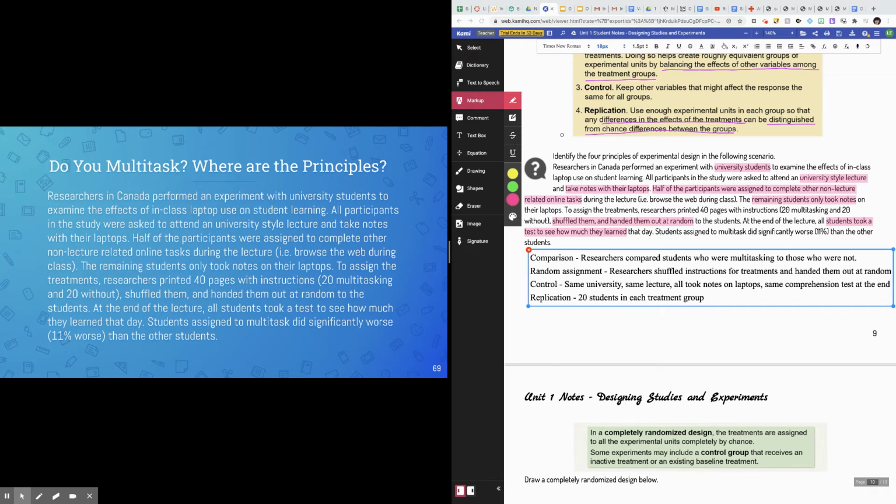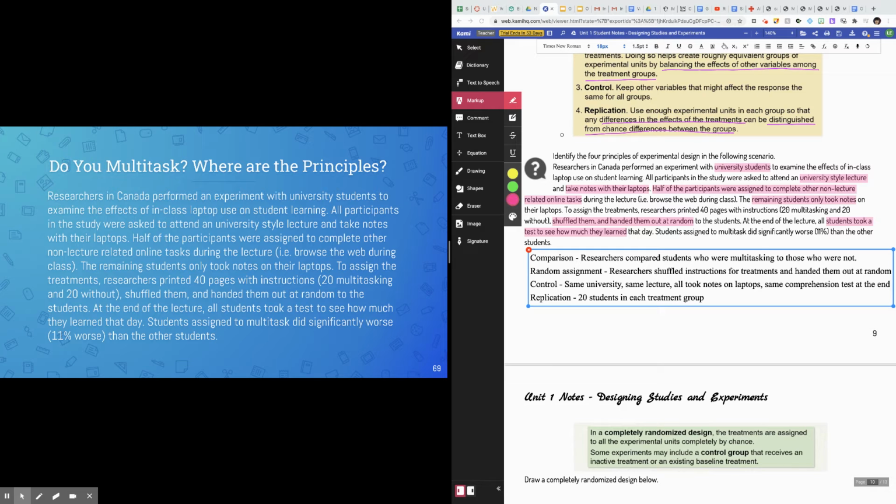I highlighted some important things in the scenario for you to pick out. These were the things that kind of gave away those 4 principles of experimental design. So for comparison, the design of the study was to compare students who were multitasking during a lecture versus those who were not multitasking. Okay, so you're comparing 2 treatments.